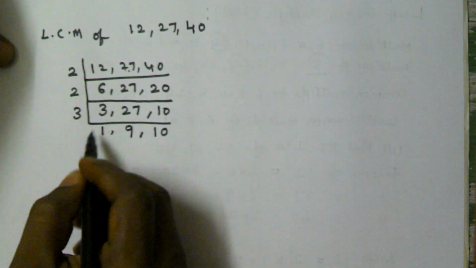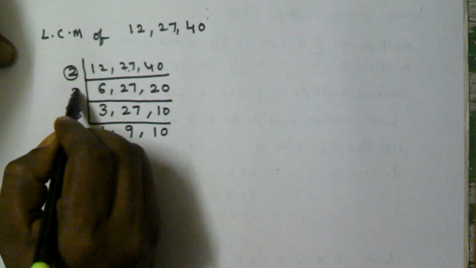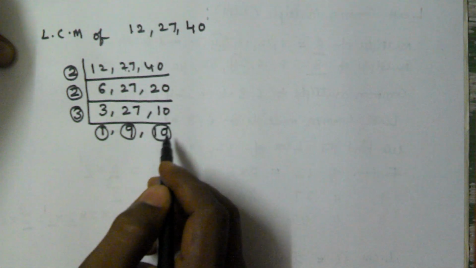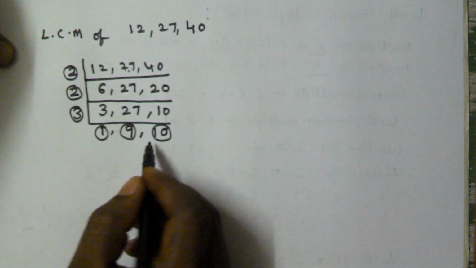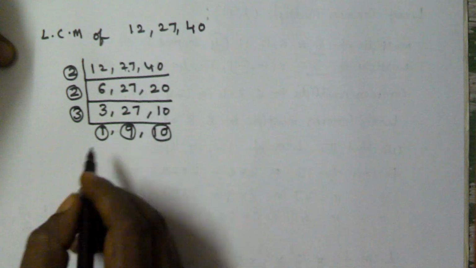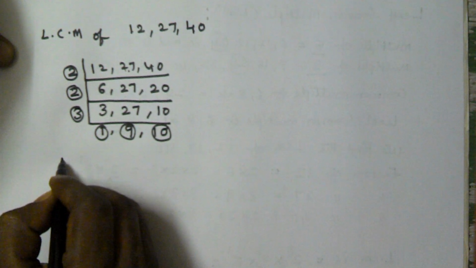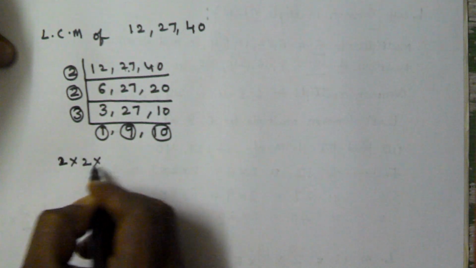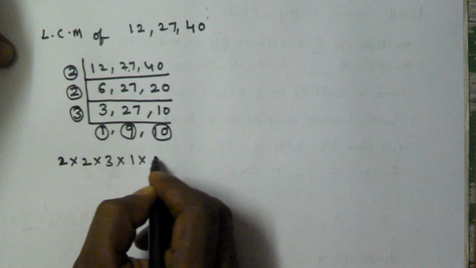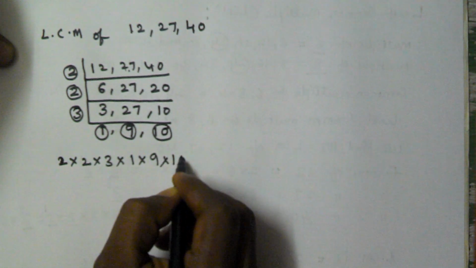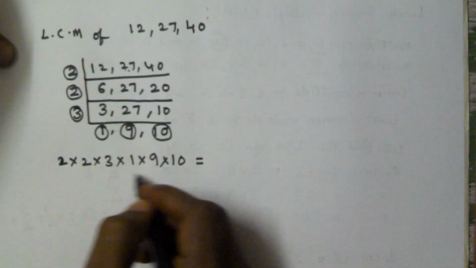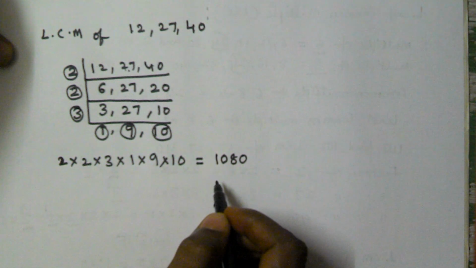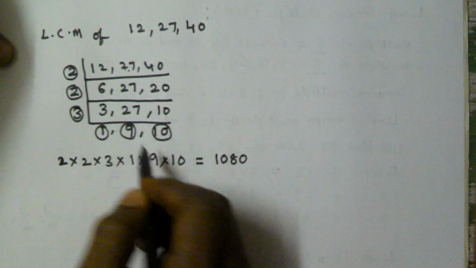Now we have to multiply these numbers: 2, 2, 3, 1, 9 and 10. That is the LCM of 12, 27 and 40. So the LCM is 2 into 2 into 3 into 1 into 9 into 10, which is 1080. So the LCM of 12, 27 and 40 using the division method is also 1080.